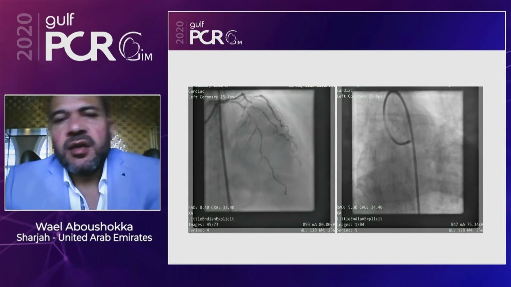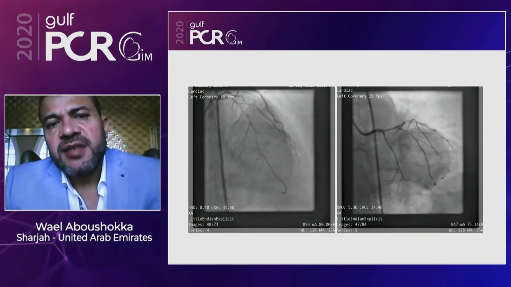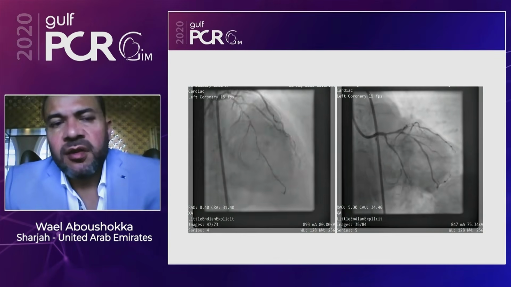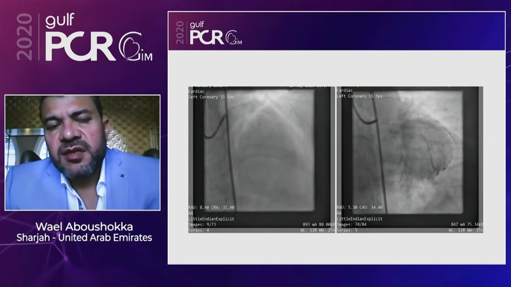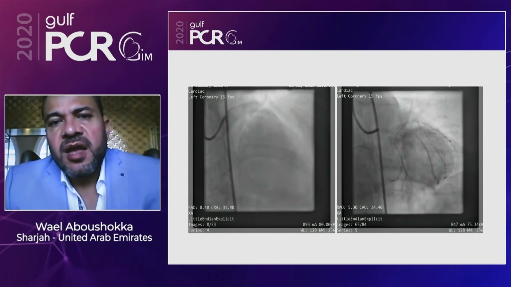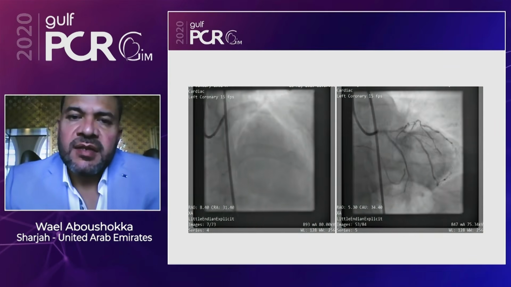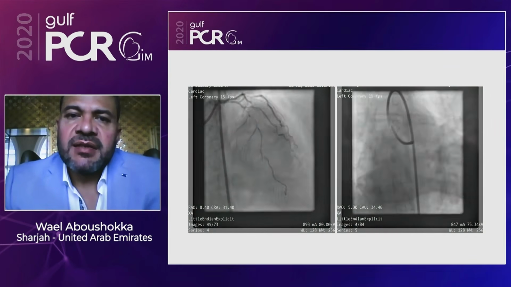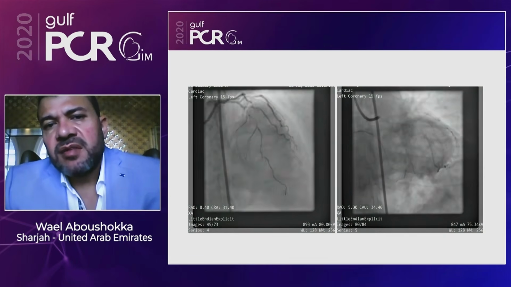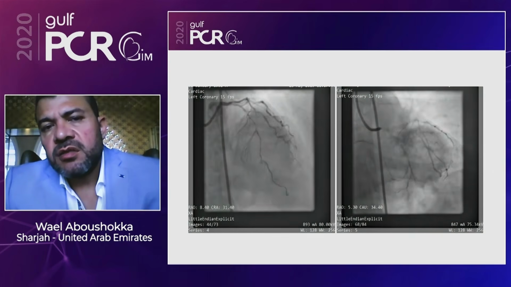In the PA cranial view, you can appreciate that the lesion extends up to the distal third of the LAD after giving most of the important branches, the big septal branches and the diagonal branches. And in the RAO caudal view, you can appreciate the disease in the LAD. And I think it is around 40 to 50% that it should be treated if you go to PCI.